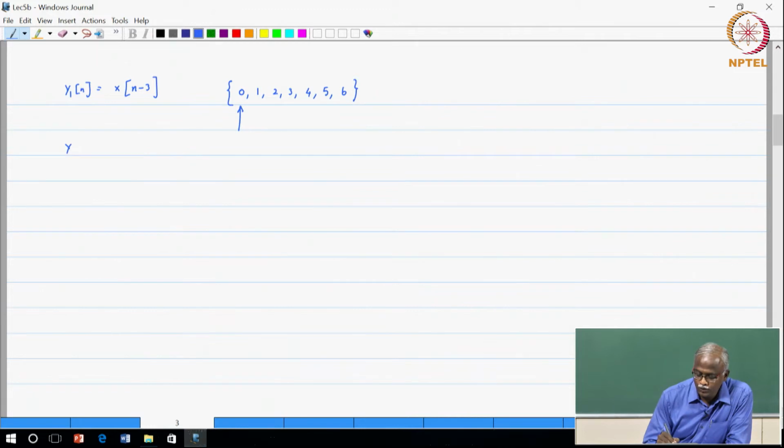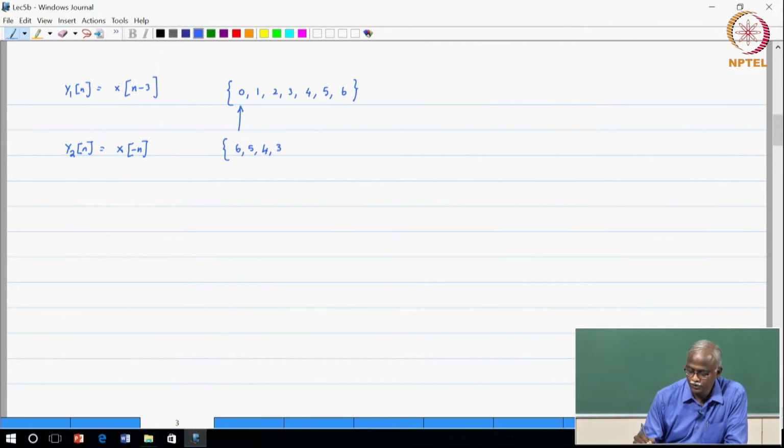So y2 of n was x of minus n, basically a time reversal. That would mean that the sequence will now go backwards 6, 5, 4, 3, 2, 1. The origin remains as before, so it remains at 3.